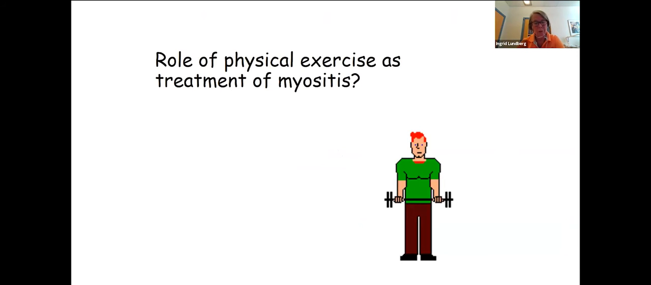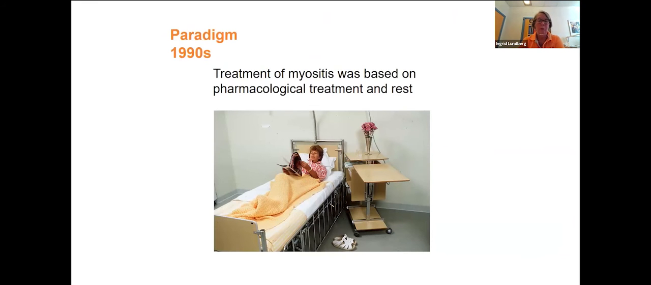And then I also want to emphasize that treatment of myositis should not only be focused on pharmacological treatment, but also on exercise. And I think we should hear more about this during the coming webinars. So when I started in rheumatology some years back, treatment of myositis was based on pharmacological treatment, and patients were told to rest as we were afraid that physical exercise may worsen the inflammation in the muscle.